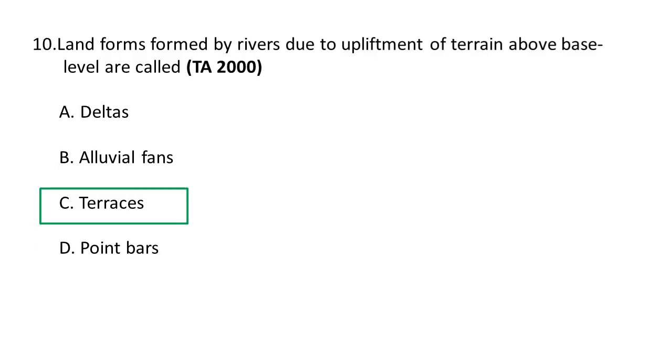So landforms formed by rivers due to upliftment of terrain above the base level are called river terraces, and river terraces are flat areas or treads on the sides of the river valleys that are separated from adjacent floodplains by steeper areas called risers, and they are the result of the vertical erosion by a stream into its own floodplain. So C, terraces is the correct option.